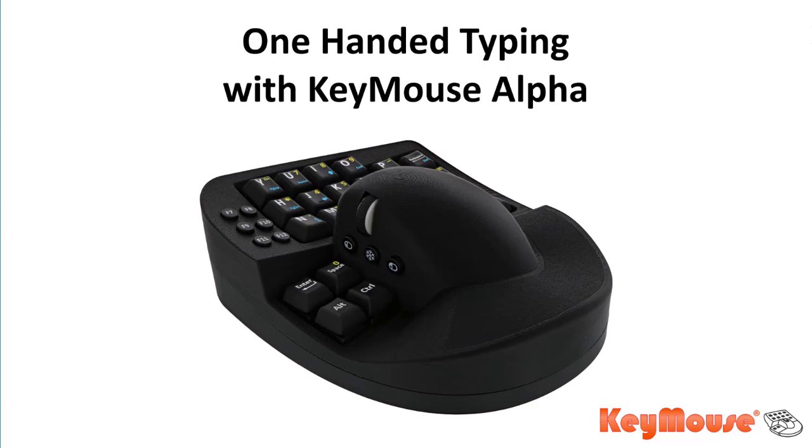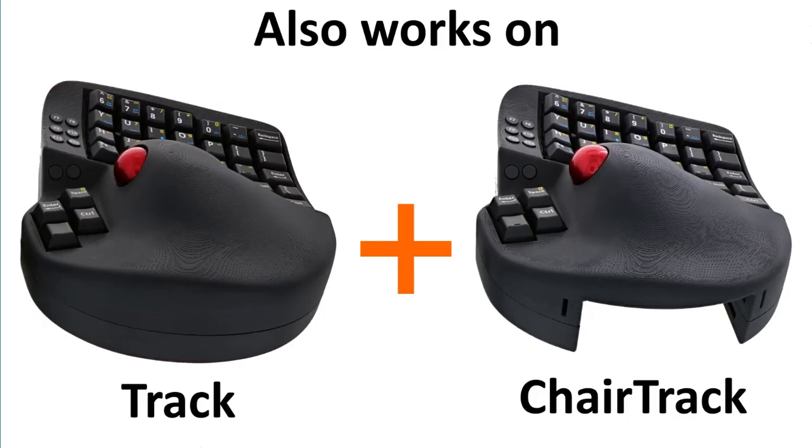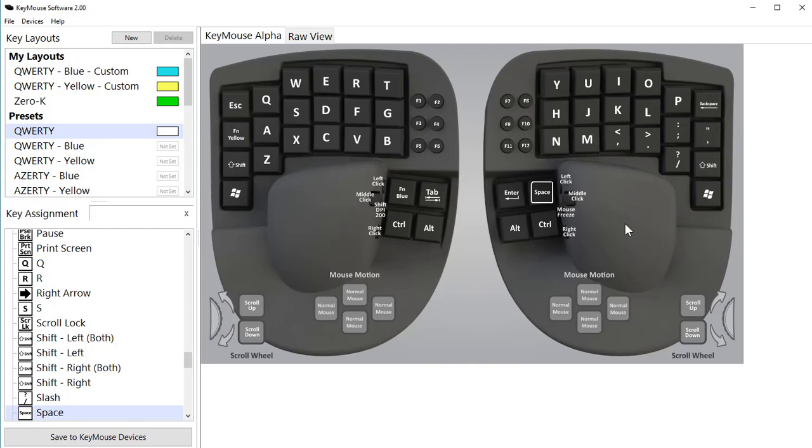In this video, I will show you how to use a KeyMouse Alpha for one-handed typing. This same method can be used for a KeyMouse Track and Chair Track as well. This can be useful if you have food in one hand or you are only able to use one hand for input to the computer.